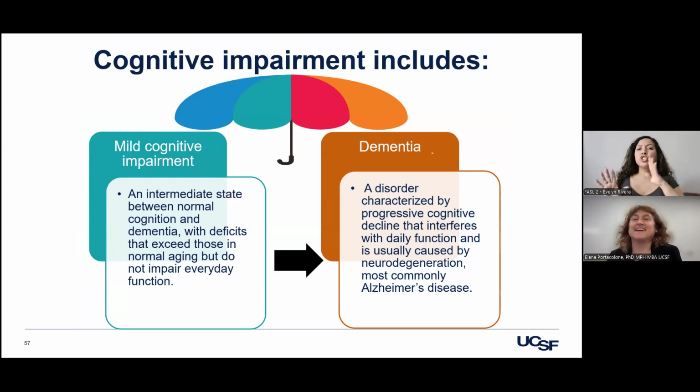Yes. So cognitive impairment includes mild cognitive impairment and dementia. In terms of the mode of my research, I collaborate with many colleagues, including Carla, because it's important to use different disciplines.